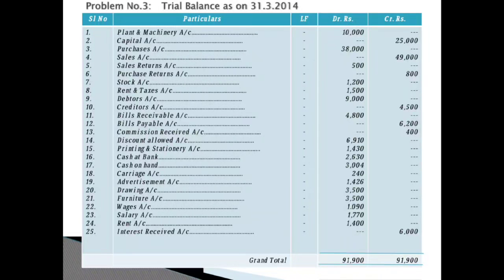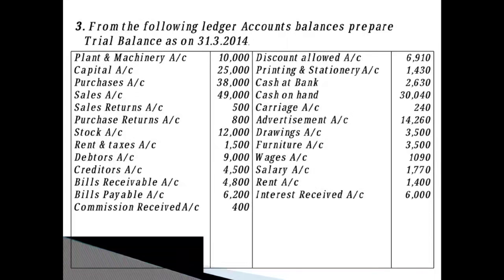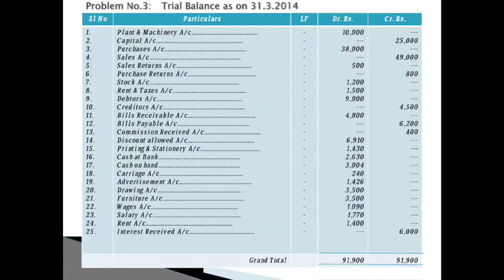The next you have eighth one. Okay, after stock, rent and taxes rupees 1,500. So rent and taxes, as it is an expense which shows debit balance for us. So rent and taxes we have recorded eighth one, debit balance rupees 1,500 here.